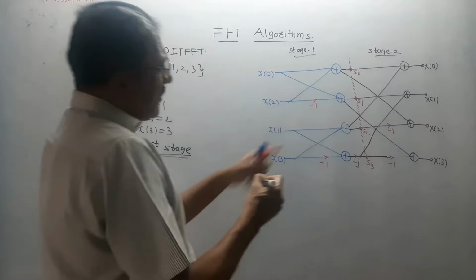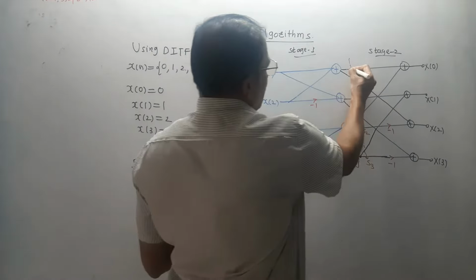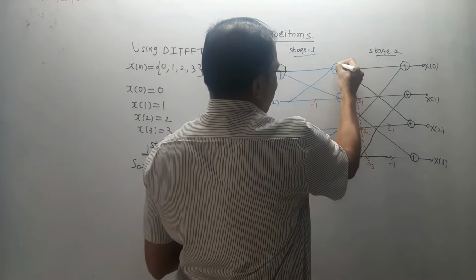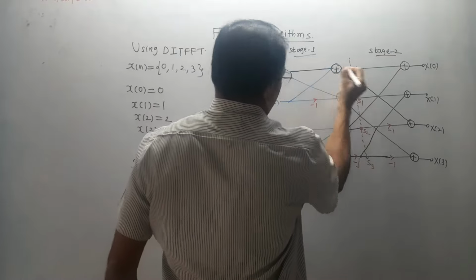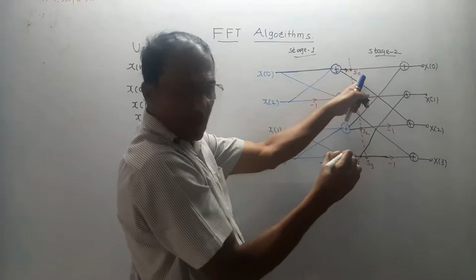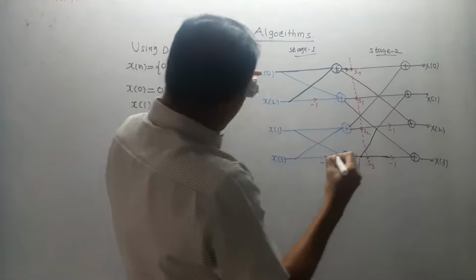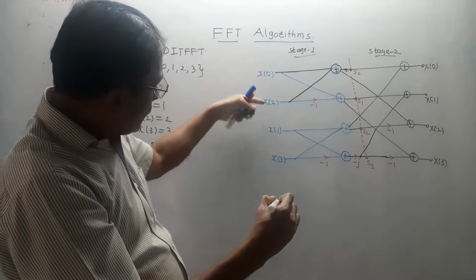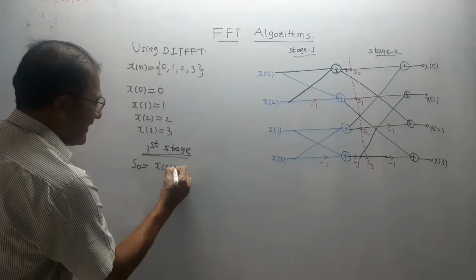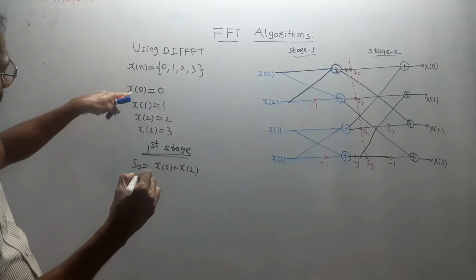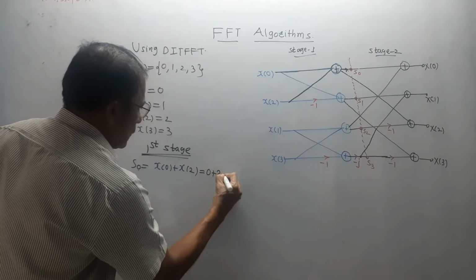For the first stage, the first output is H0, so here I will write H0. Observe the connection. H0 is the output of the first adder. Which lines are connected to this adder? This is the first line, and this is the second line. What is at the input side of the first line? X0. For this line it is x of 2. So simply I will write H0 is x of 0 plus x of 2. I have written the values: x of 0 is 0, x of 2 is 2. So it is 0 plus 2. Answer is 2.